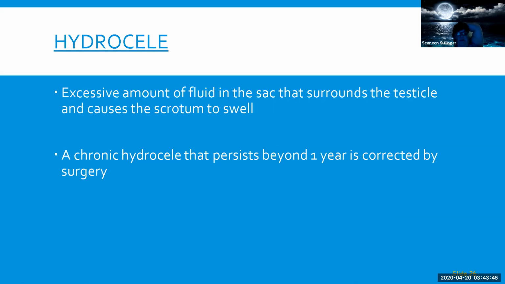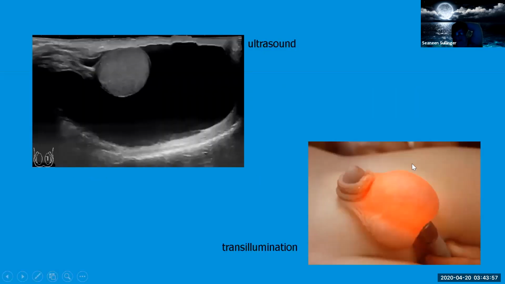Hydrocele is the excessive fluid in the scrotal sac that's surrounding the testicle. If hydrocele persists beyond the first year, then they will do surgery. We had talked about transillumination, so that's a pen light. They should be wearing gloves.